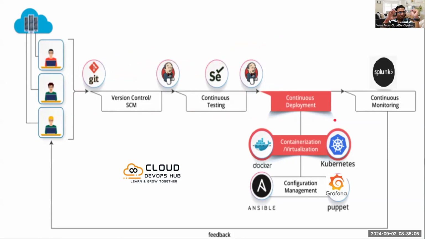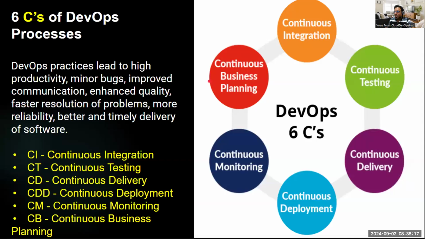Trust me, all 50 people, we all work in different companies, but the flow will be the same. And we will develop the same thing in the upcoming days. There are some 6 C's process: continuous integration, continuous testing, continuous delivery, deployment, monitoring, and business planning. We have to be aware of it. Take it as homework, guys.